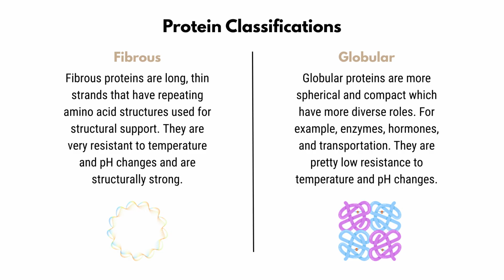Now, when we get to this final level of protein, we can classify them into 2 different groups, fibrous and globular. The fibrous proteins are, as it sounds, long, thin strands that have repeating structures used for mainly supporting the structures of the protein and the cells. They're very resistant to any changes like temperature and pH and are very structurally strong, and globular is more the opposite. They have very low resistance to temperature and pH changes. And they're not really used for structure.